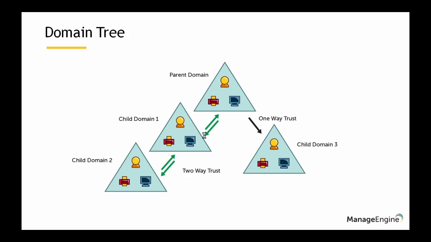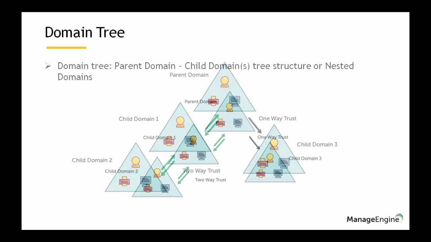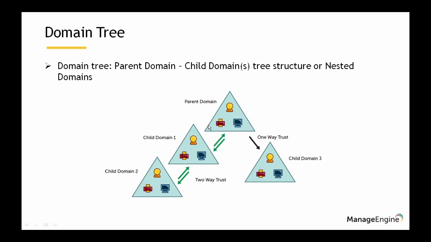This is another set of classification. As I said, the base level would be the domain, and then you have a combination of domains which we can call domain trees, and when you have a combination of domain trees, we call it a forest. So the relationship of a domain tree can be a parent-child relationship or a nested domain relationship. Say for instance, abc.com is going to be the parent domain. x.abc.com will be the child domain of abc.com.